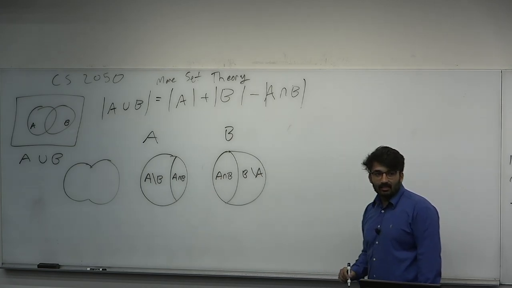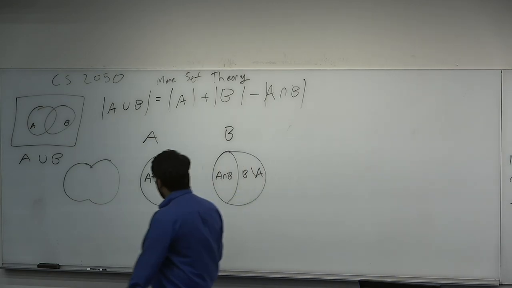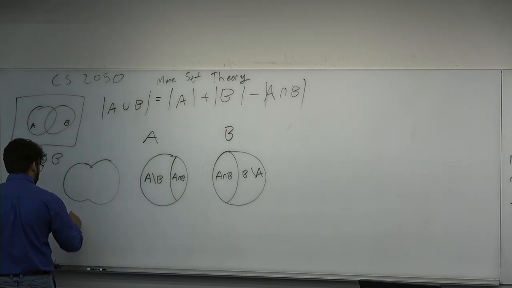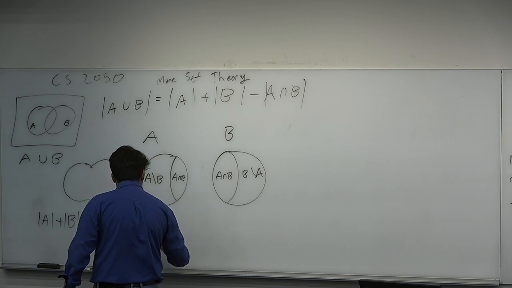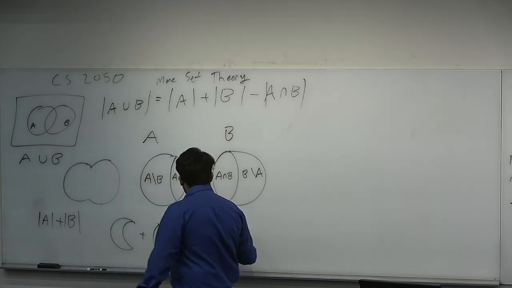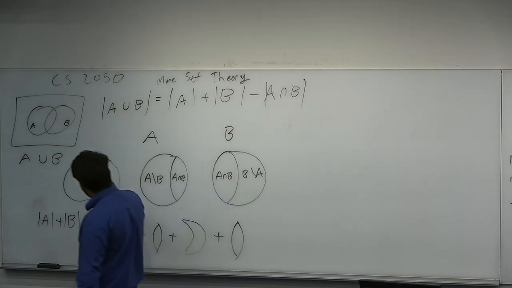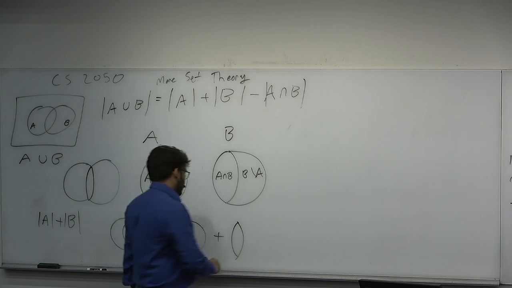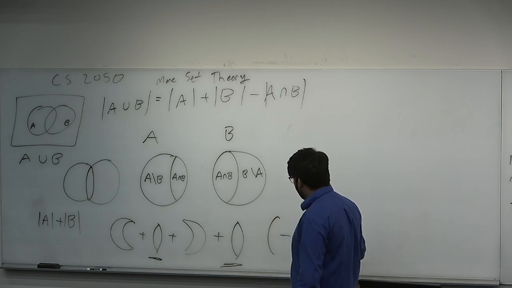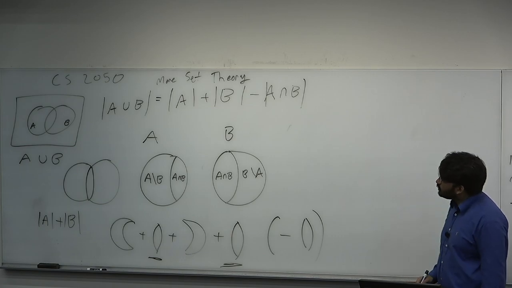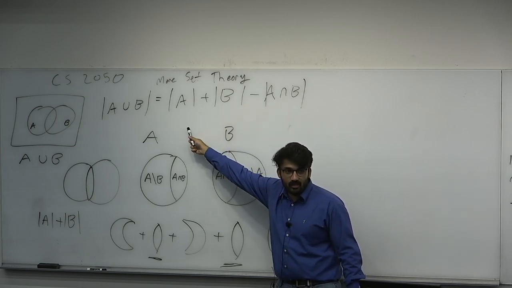But then when we add together A and B, we actually overcount by a little bit. So if we say the cardinality of A plus the cardinality of B, pictorially, we get half moon plus football plus other half moon plus football. But we need only one football, right? So this is double counted. So then we need to subtract off the football. And the football is just A intersect B. So that's why you need to subtract off A intersect B. The elements in A intersect B are counted once when you count A, once when you count B.